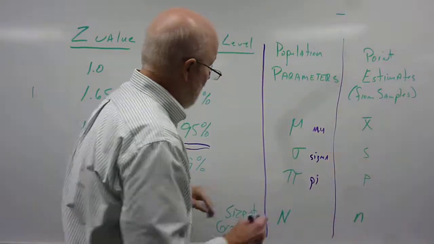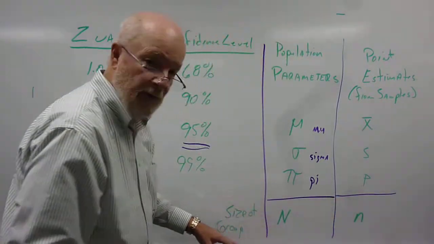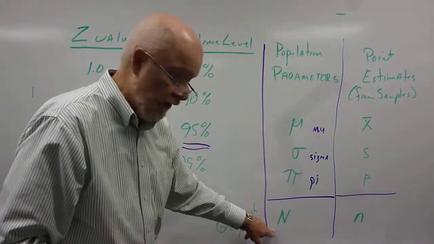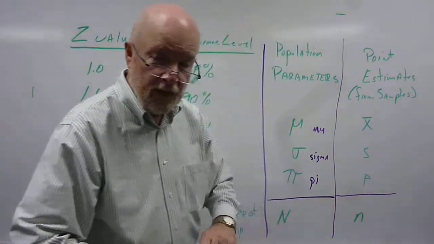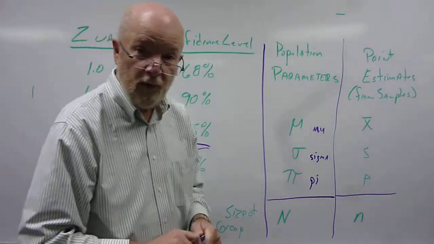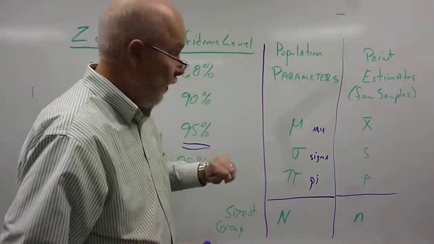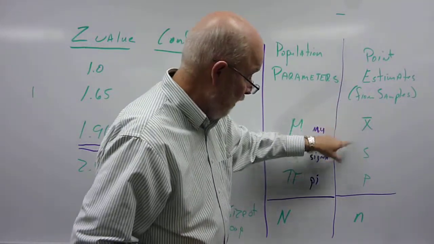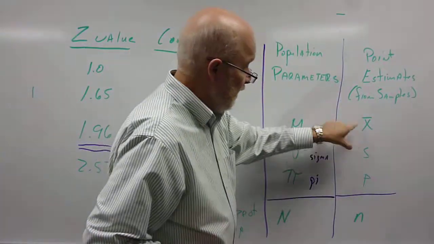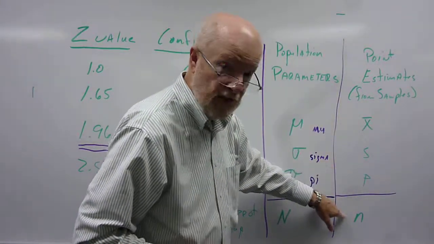And then not parameters, but just to help us keep things straight, when we're dealing with the population size, we deal with the capital letter N. We're dealing with sample size, we're dealing with the small letter n. So these are some very important things to remember as we proceed through our calculations in the next four lectures. We have point estimates come from samples, X bar, S, p, and n. Sample mean, sample standard deviation, sample proportion, sample size.